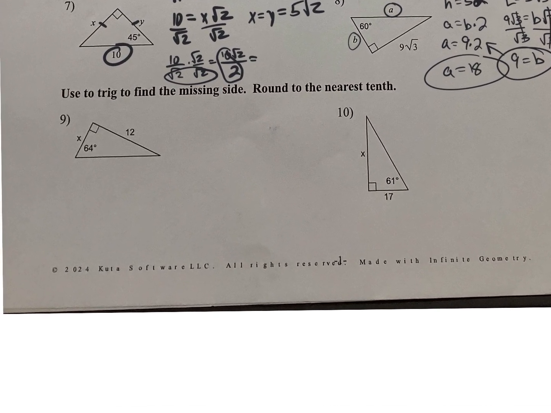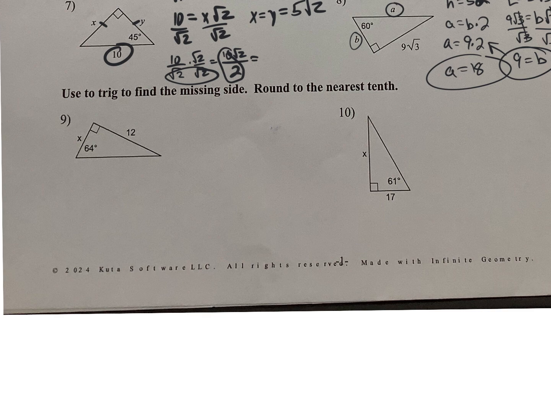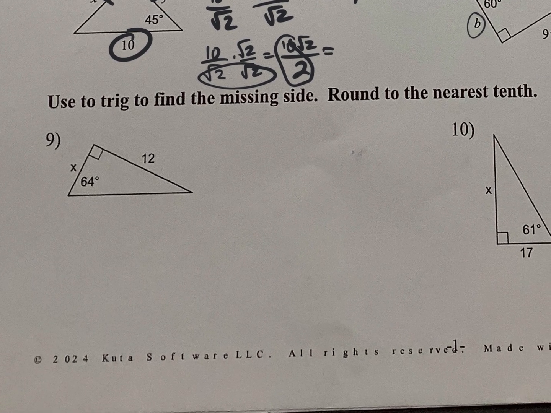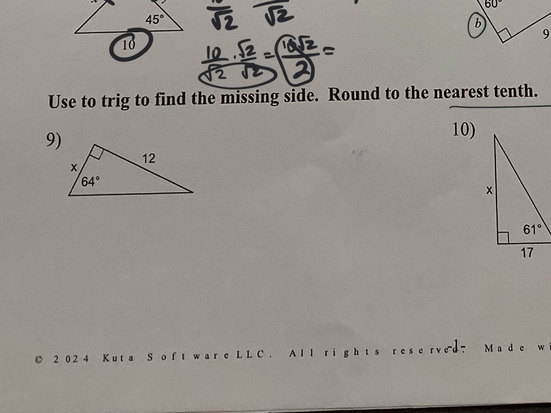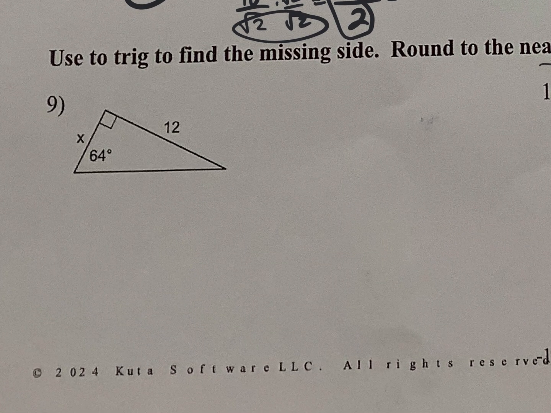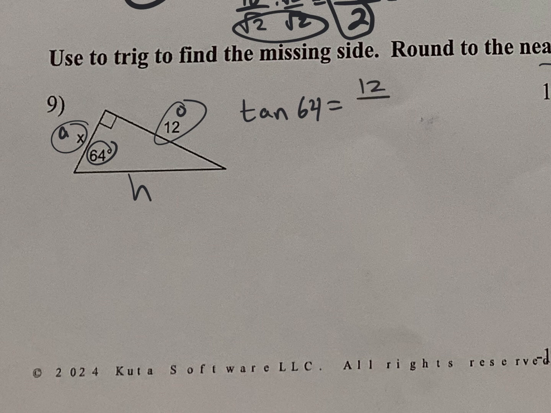Number 9, use trig to find the missing side length. Round to the nearest tenth. Side lengths are to the tenths. So what corner are we at? At 64. This is my hypotenuse, this is the adjacent leg, and that's the opposite leg. So we are using those two pieces, opposite and adjacent. That's tangent. So the tangent of 64 is equal to the opposite leg over the adjacent leg, x.